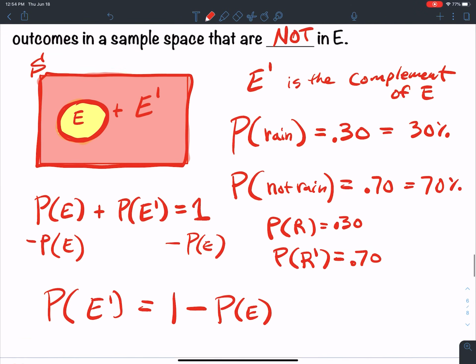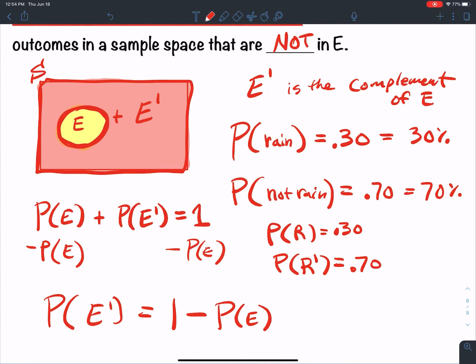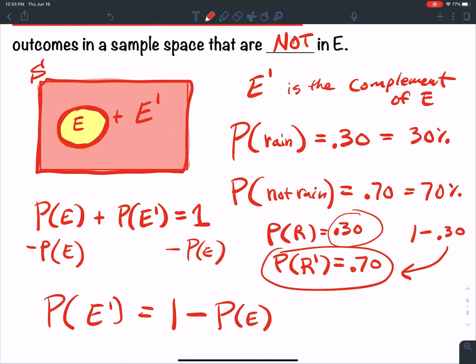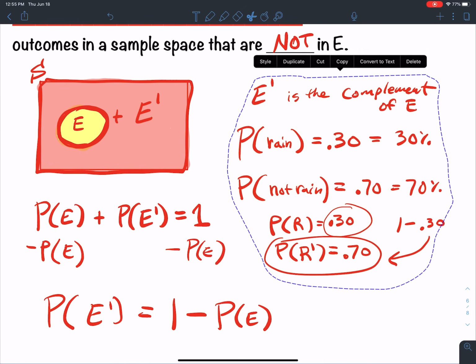So why does this work? All right, so why will that work? If there's a 30% chance that it's going to rain, then the chance it's not going to rain is 1 minus that 30% chance. And 1 minus the 30% is the 70%. And so that is where the probability of the complement rule comes into play.